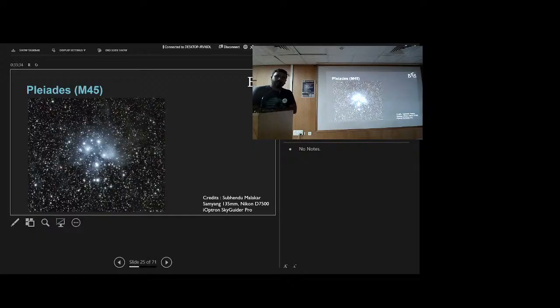This is the Pleiades or the Seven Sisters. This image is from Subhendu. The only thing is the setup is not allowing us to see the image.